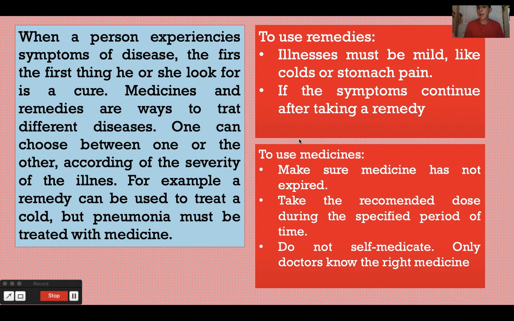Okay? When you have to use remedies, you have that on page 85. Page 85. This one. To use remedies, the illness must be mild, like colds or stomach pain. Look, remedies, colds that you have, like flu, that you have fever. You can take a pill. You can take a vaccination. If the symptoms continue after taking a remedy, it says.